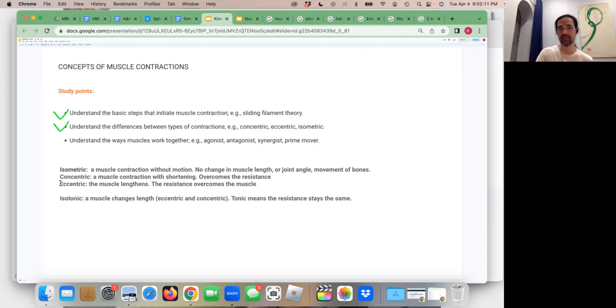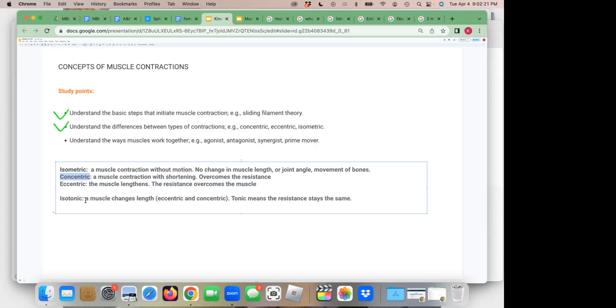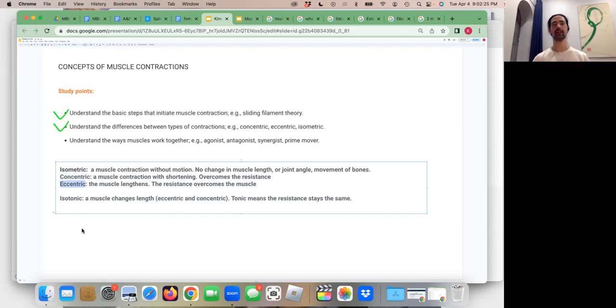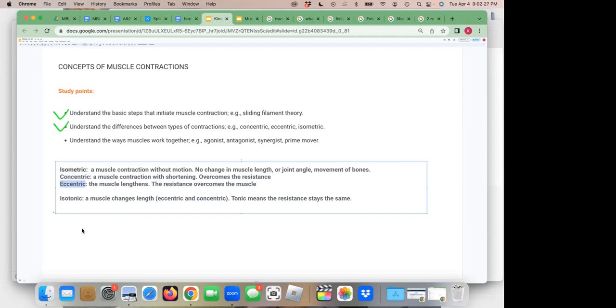And remember that the agonist does what kind of contraction? Isometric, concentric or eccentric? I'm sorry. Agonist does what? Concentric or eccentric? Concentric. Concentric, always. And the antagonist does what kind of contraction? Eccentric. Yeah. All right.